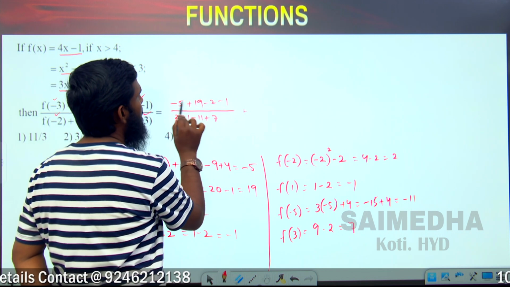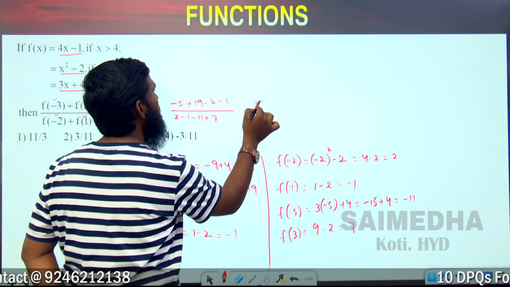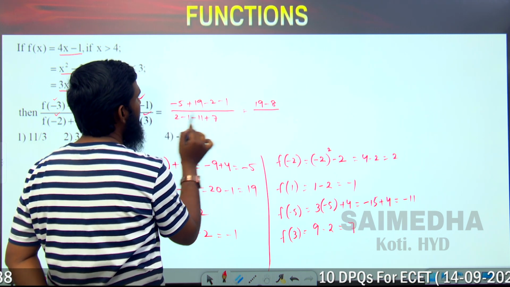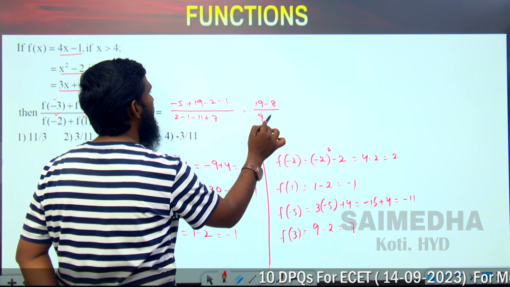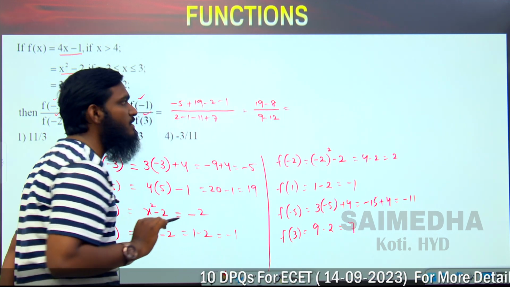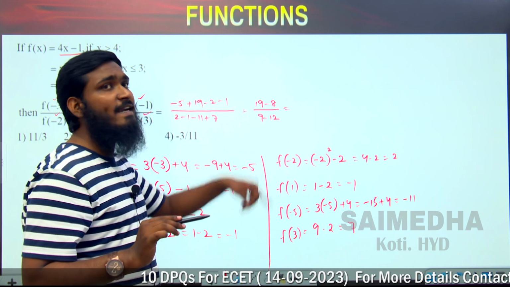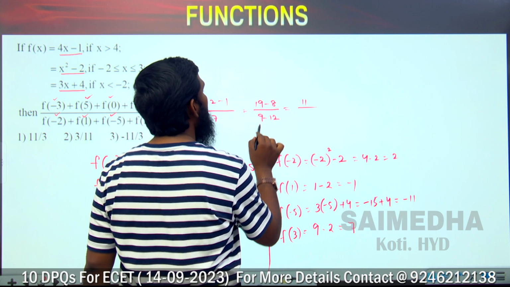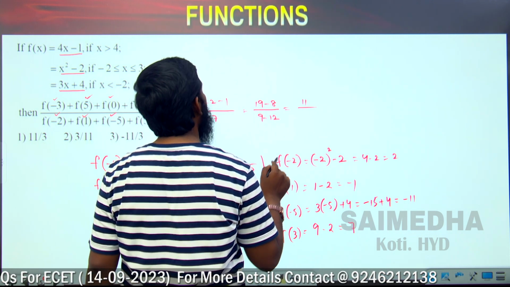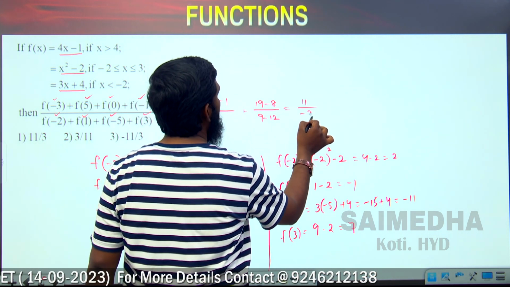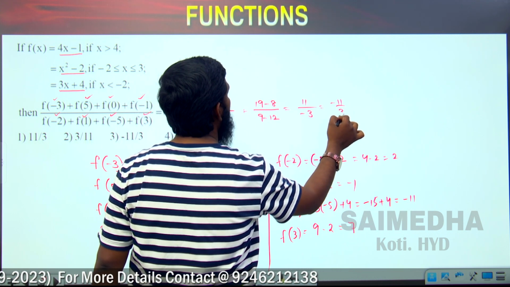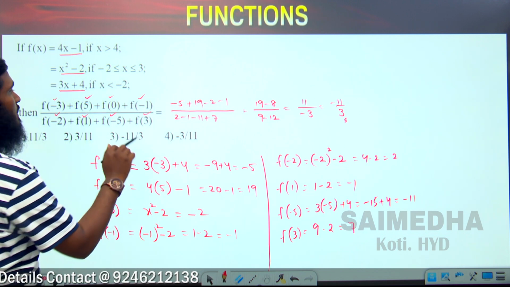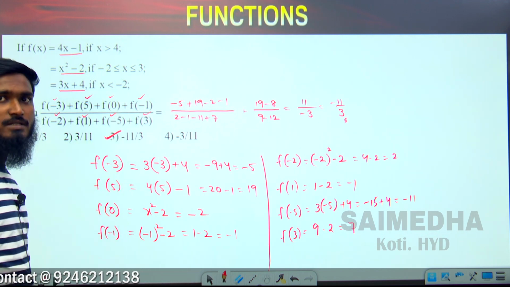Now what are we doing? 19 minus 8, divided by minus 12, okay, this part we have taken. Now 19 minus 8 will become 11, 11 divided by. Now 9 minus 12 we can write as minus 3, which is equal to minus 11 by 3, okay. So this is the final answer we are getting over here. Minus 11 by 3 means the third option is correct, okay.